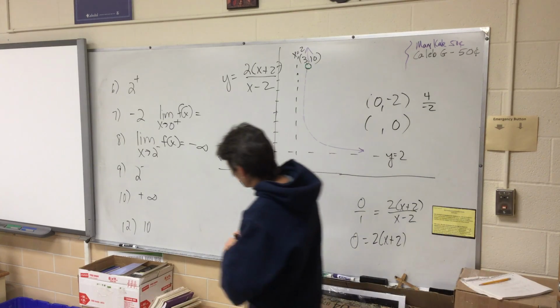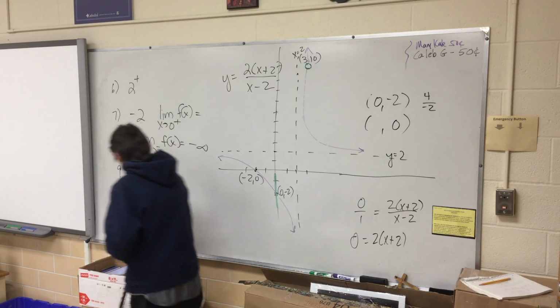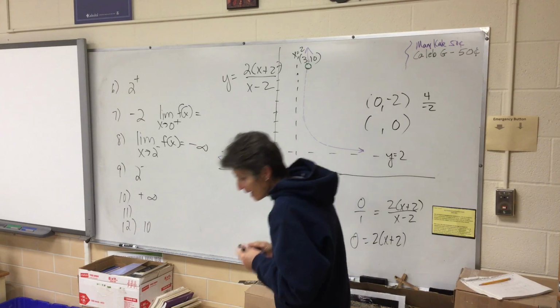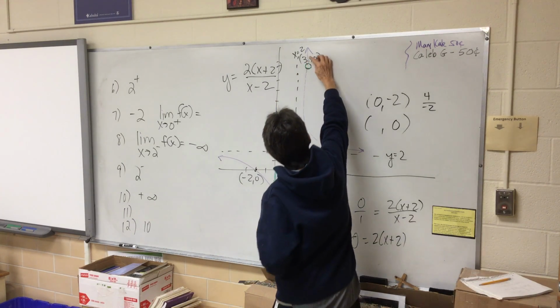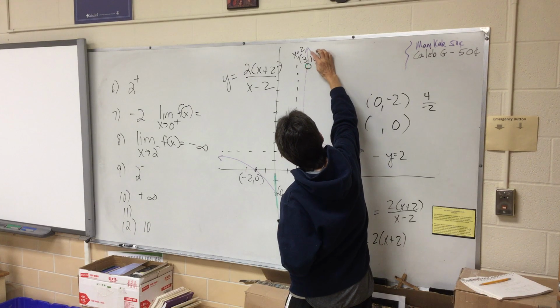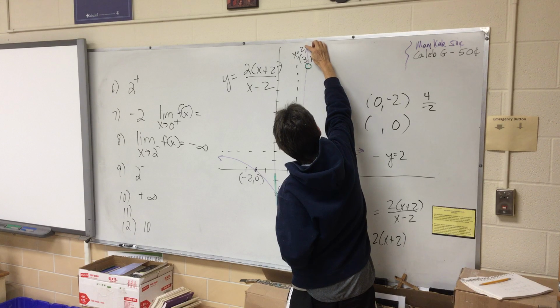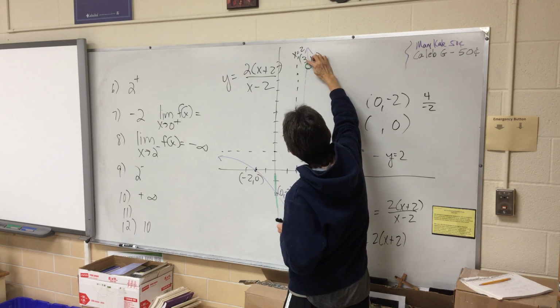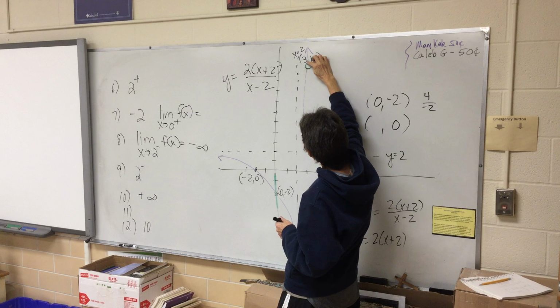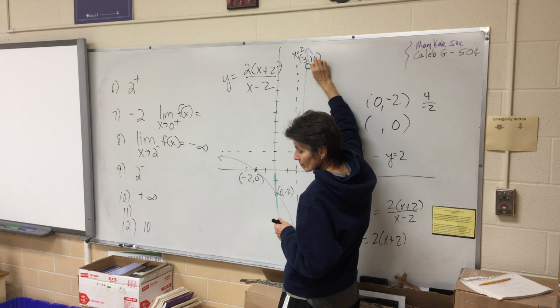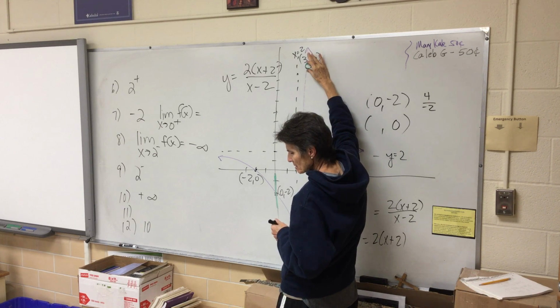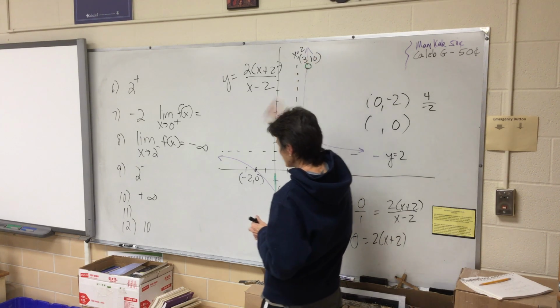Now what about 11? What happens as you approach 3 from the negative side? So my picture's not very good, but we're coming in on this side of 3. As we come closer and closer and closer, what's happening to my y values? Kids, aren't the y values getting closer to 10 on both sides? Yeah, so the answer is 10.